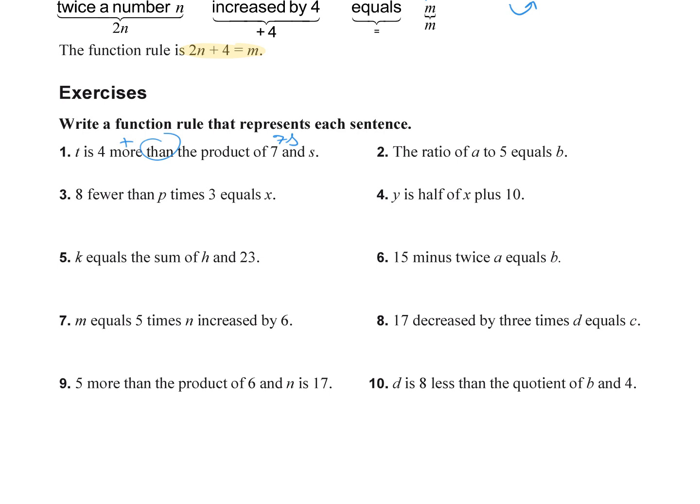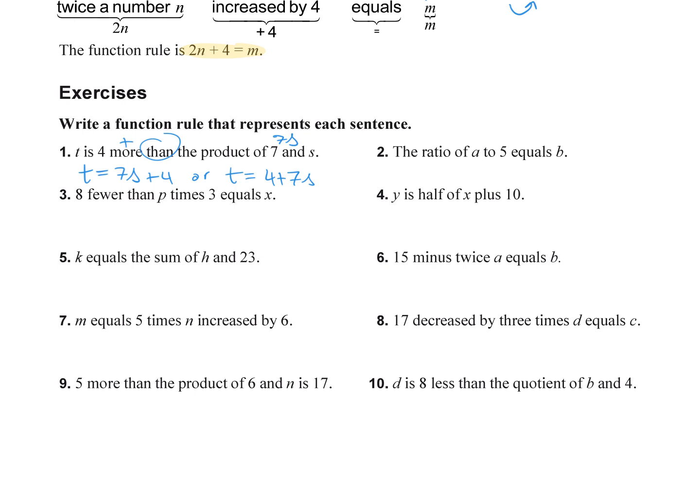Now, since it's addition, the order here doesn't really matter what you put first. You could put t equals 7s plus 4, or you can put t equals 4 plus 7s. The order in addition is a lot easier since you can add the same thing different ways and it's still fine. For this one, the order doesn't matter.